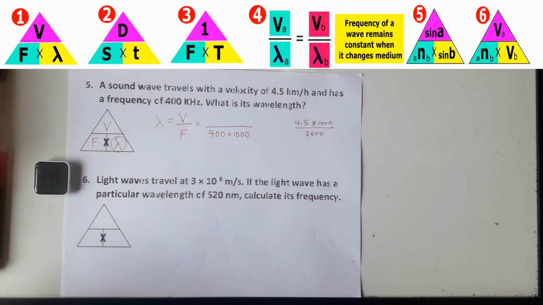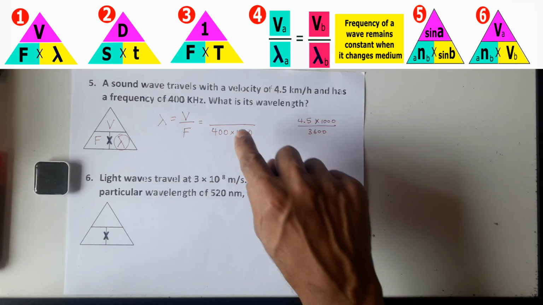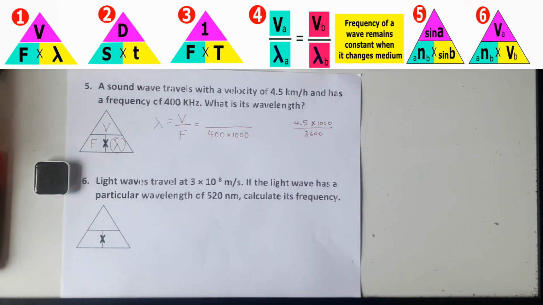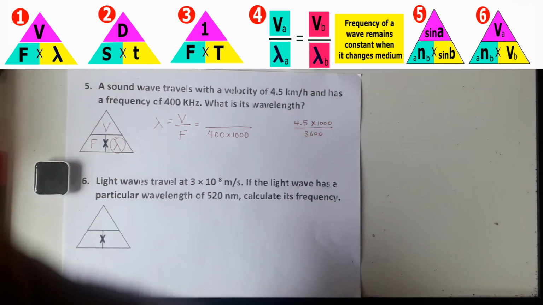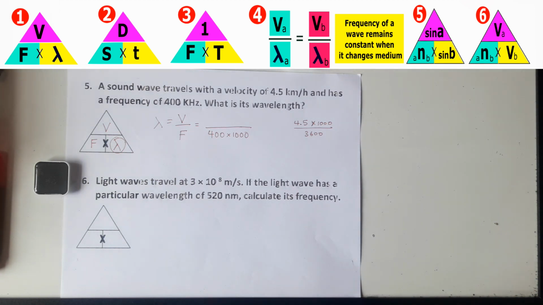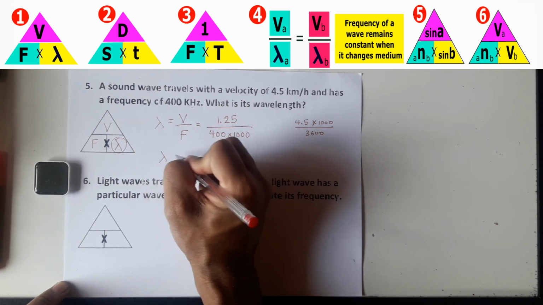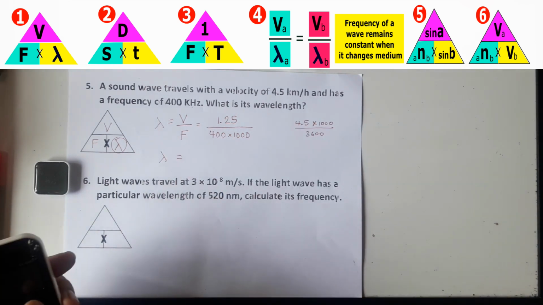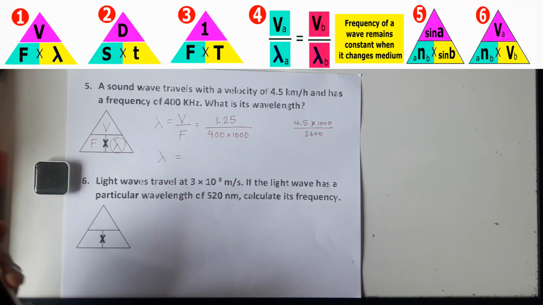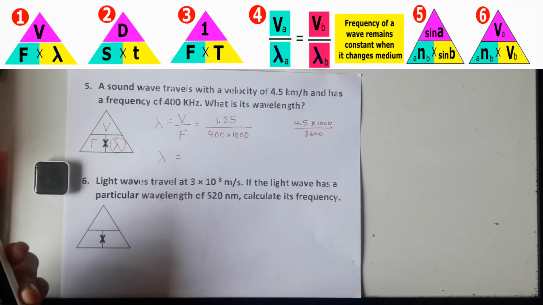So let me do this calculation here to get my velocity to be in the correct units, which is meters per second. 4.5 multiplied by 1,000 divided by 3,600. And I get a value of 1.25. So how much is my wavelength? Well, simple. I just have to take this top and divide it by the underneath. 1.25 divided by 400 multiplied by 1,000.